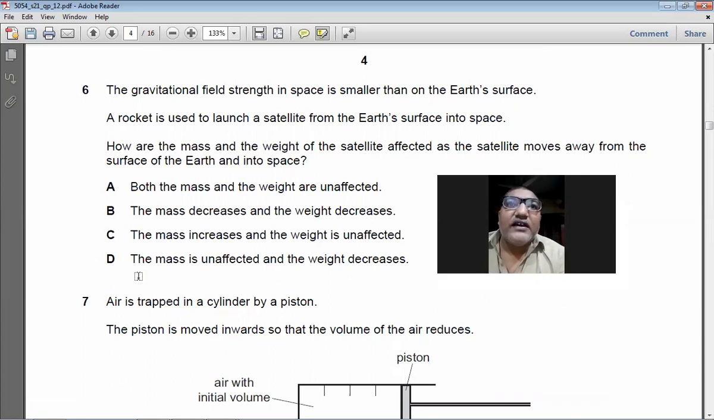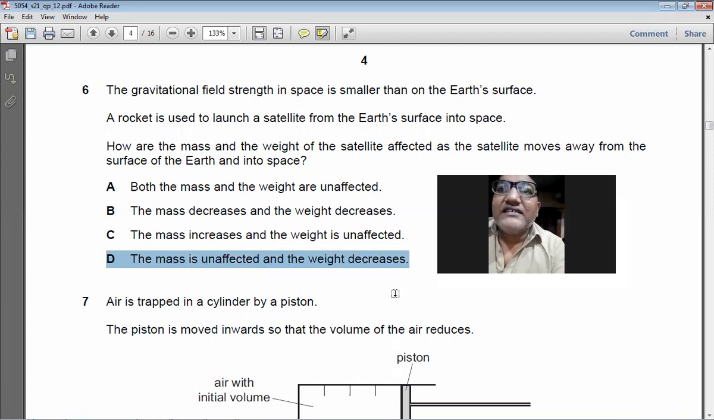So I think you see both the mass and the weight are unaffected. That's wrong. The mass decreases and the weight decreases. Mass does not decrease. Mass remains the same. So B is also wrong. The mass increases and the weight is unaffected. That is wrong. Mass does not increase. Mass remains unaffected. So I think D is the option. The mass is unaffected and the weight decreases. So question number 6, I think D is the right option.